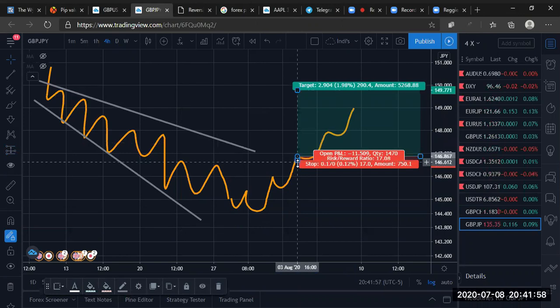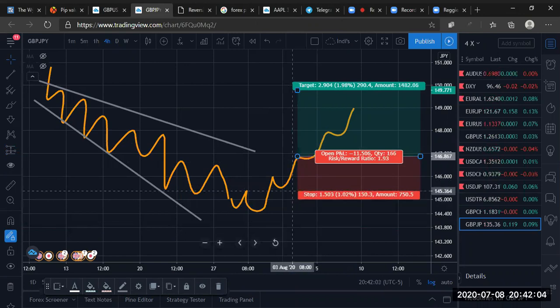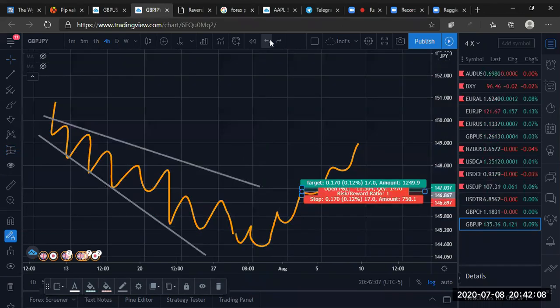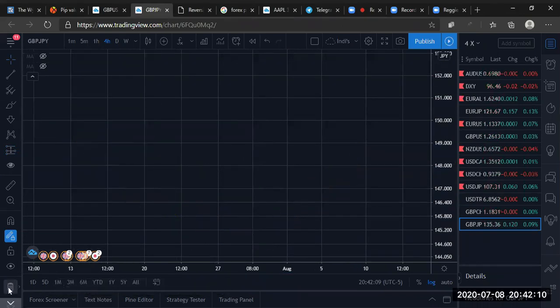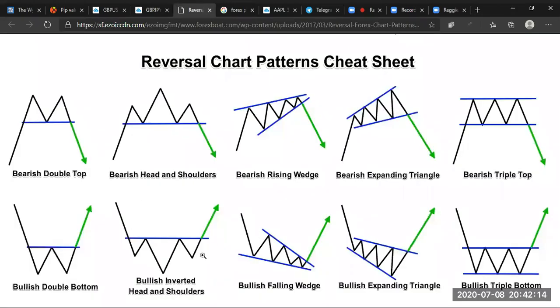You could have had your stop loss way down here if you're going to swing it up high, or you could have had it nearer structure, which would be down here. So triangle patterns are cool. Triangle patterns are really good for reversals. So: double top, head and shoulders, wedge, triangle, triple top.